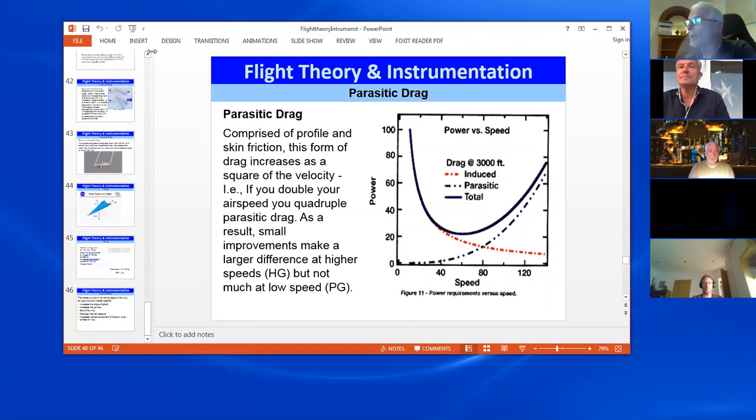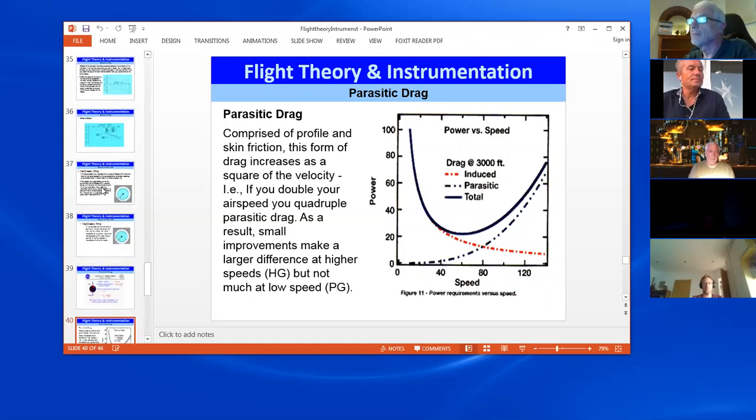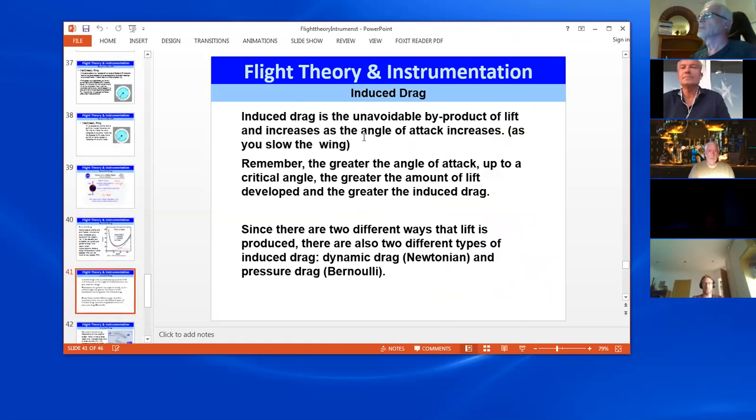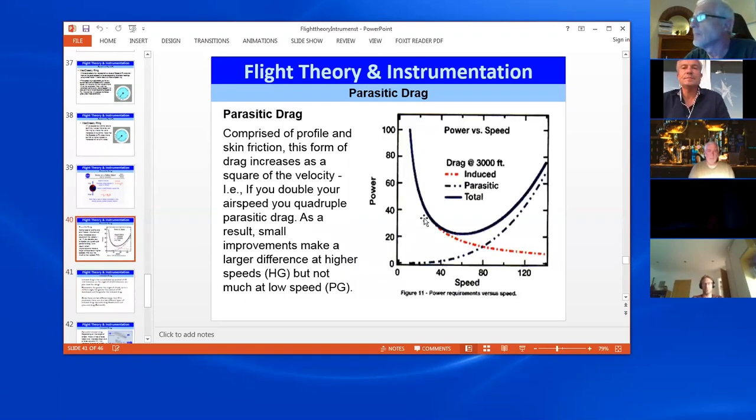And the other line on this, the red one, is induced drag. Induced drag is the byproduct of lift and increases as the angle of attack increases, i.e. as you slow the wing. Let's go back on this one again. Here you can see that as you go faster, the induced drag drops. As you go slower, induced drag increases. We're going to look at that in terms of wing stalls in a minute.